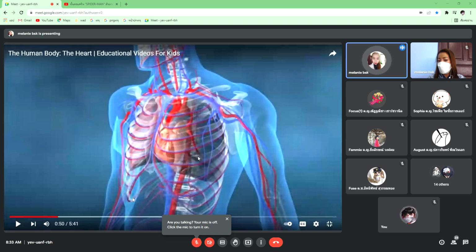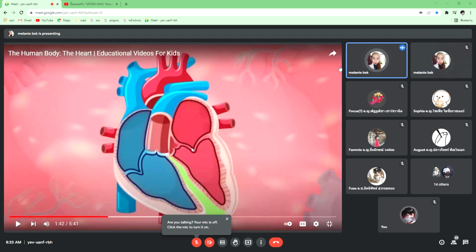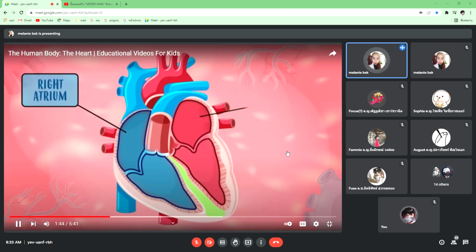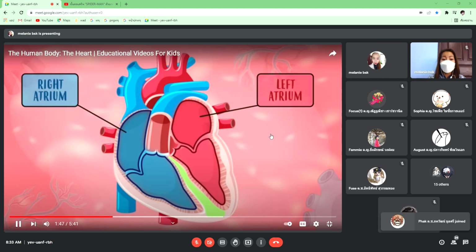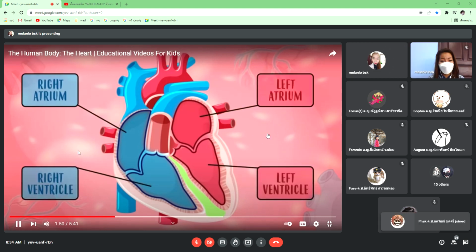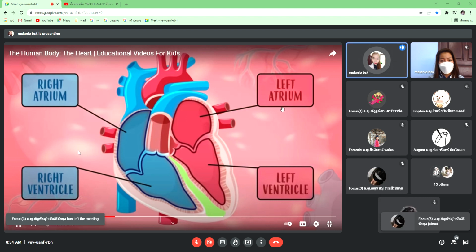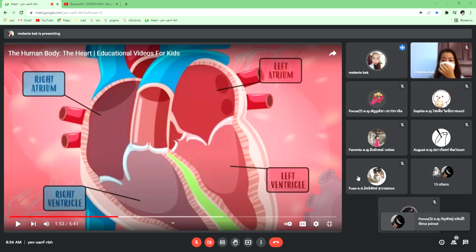Okay, so how many parts of the heart do you have? There are 2 parts of your heart. We already studied this one. The upper cavities are called right and left atrium, and the lower cavities are called right and left ventricle. So we have here the right atrium and the left atrium, and then we have the right ventricle and the left ventricle.